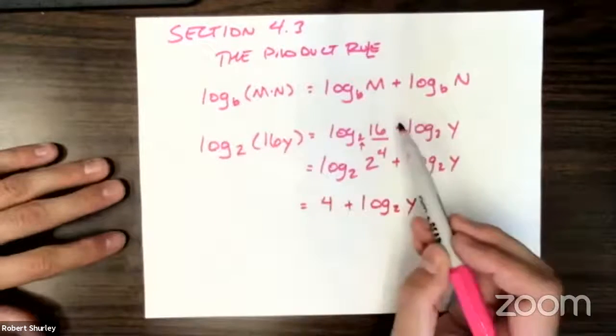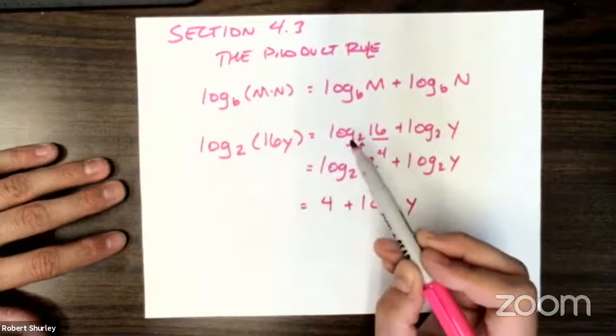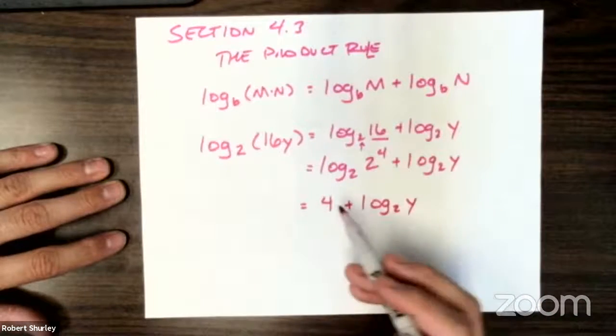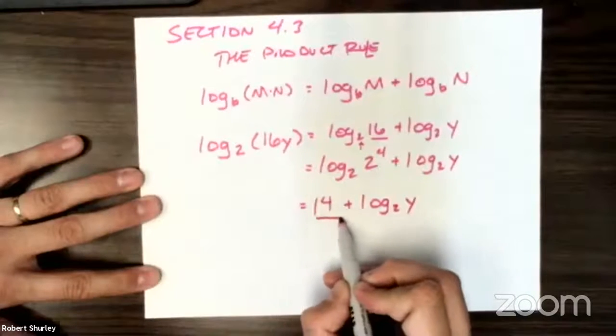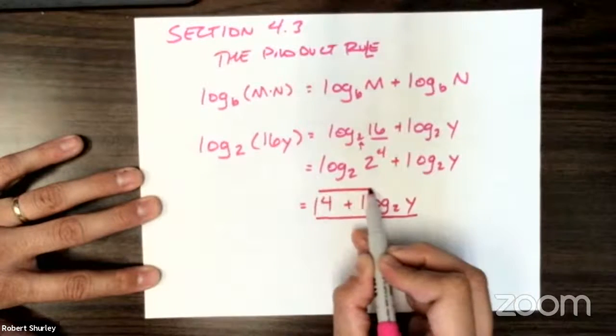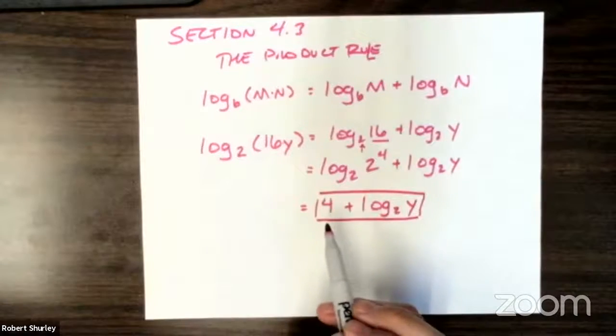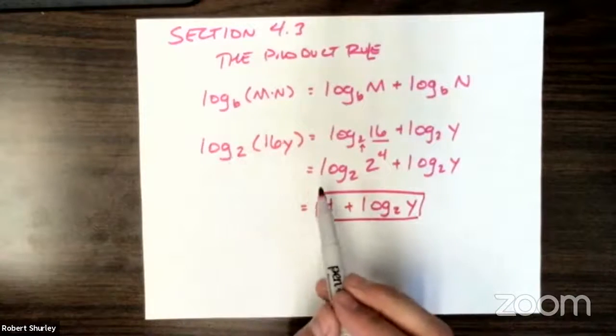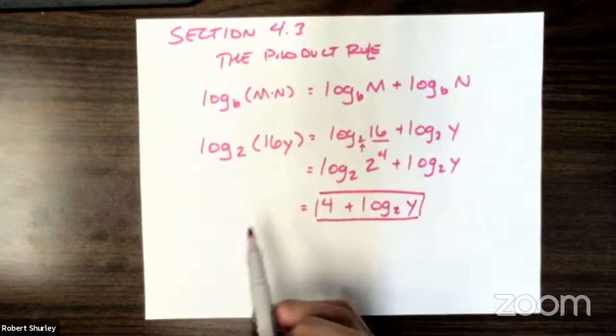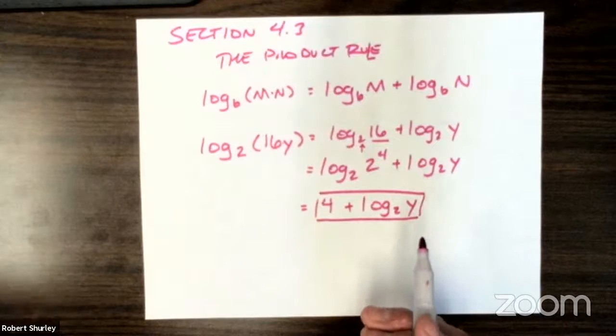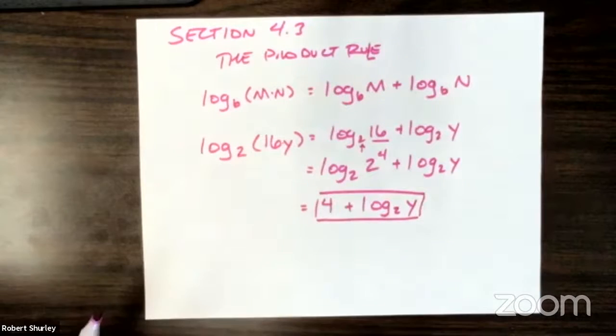So look, we used the product rule to expand, and then we simplified using the rules from yesterday. Today it's all going to go together. And again, we're not solving for anything. That's the next section. We're not solving for y or x or z or anything like that. We're just simplifying these logarithms. Questions?